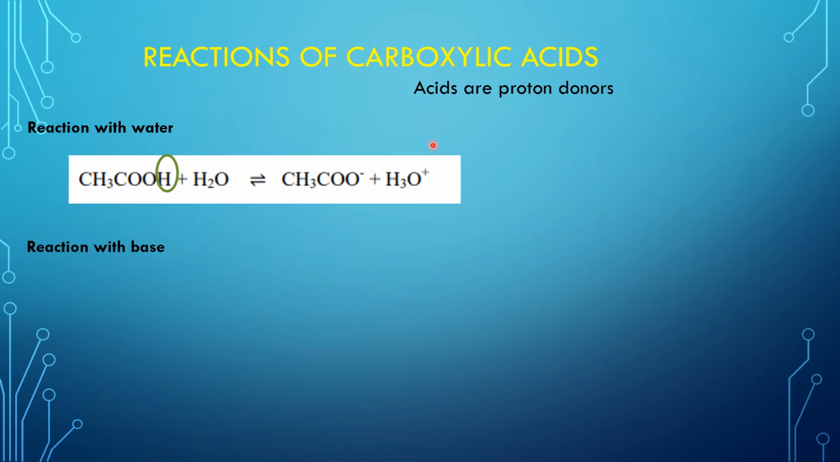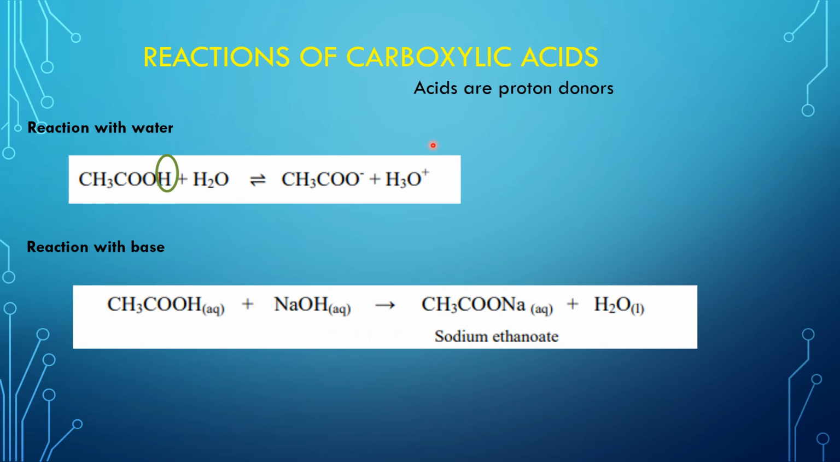So together the H and the OH is going to form water, while we are left with the sodium ion here and a negative ethanoate ion. So the sodium and the ethanoate is going to combine together to give you sodium ethanoate, which is an ionic compound also known as salt.